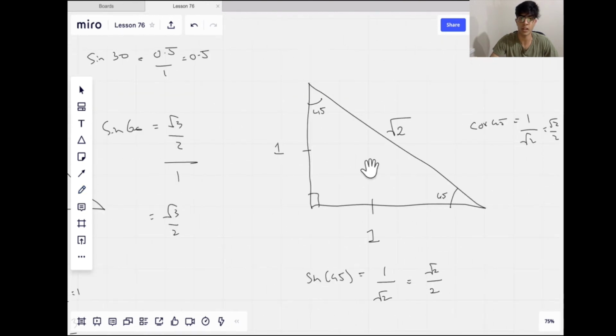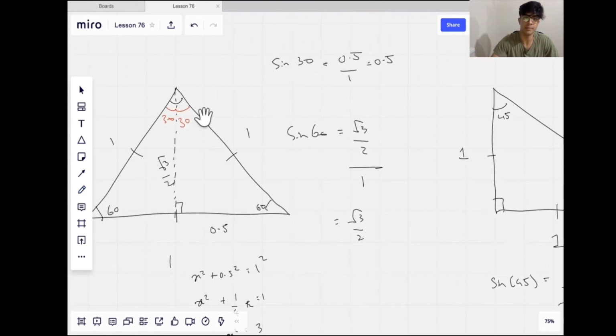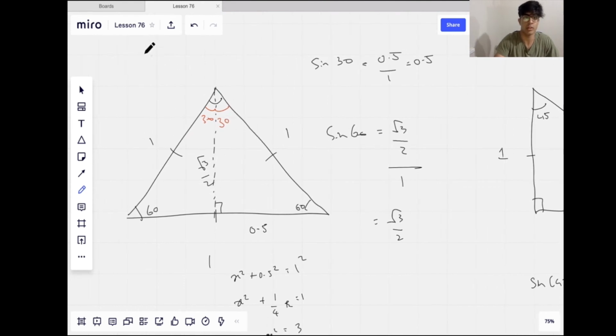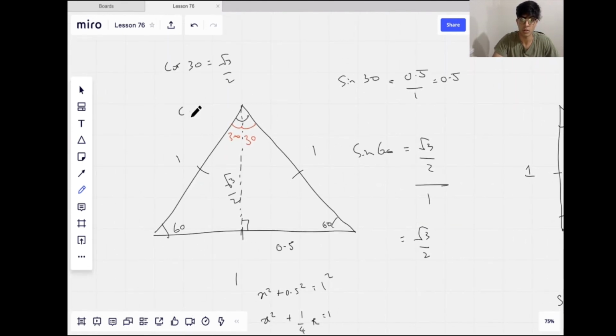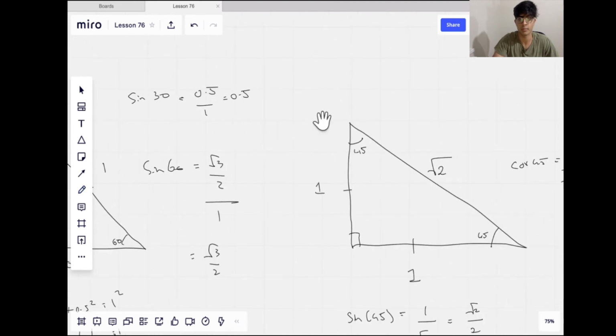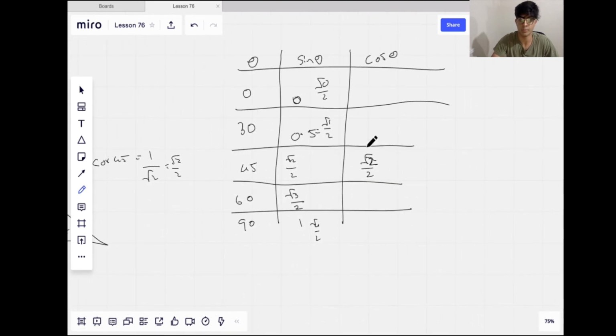Let's think about cos 30. If we look at this triangle here, cos 30 is adjacent over hypotenuse, so root 3 over 2 divided by 1, which is just root 3 over 2. And by that same intuition, if we look at cos 60, that's 0.5 over 1. So we have that as 0.5, and we have this as root 3 over 2.